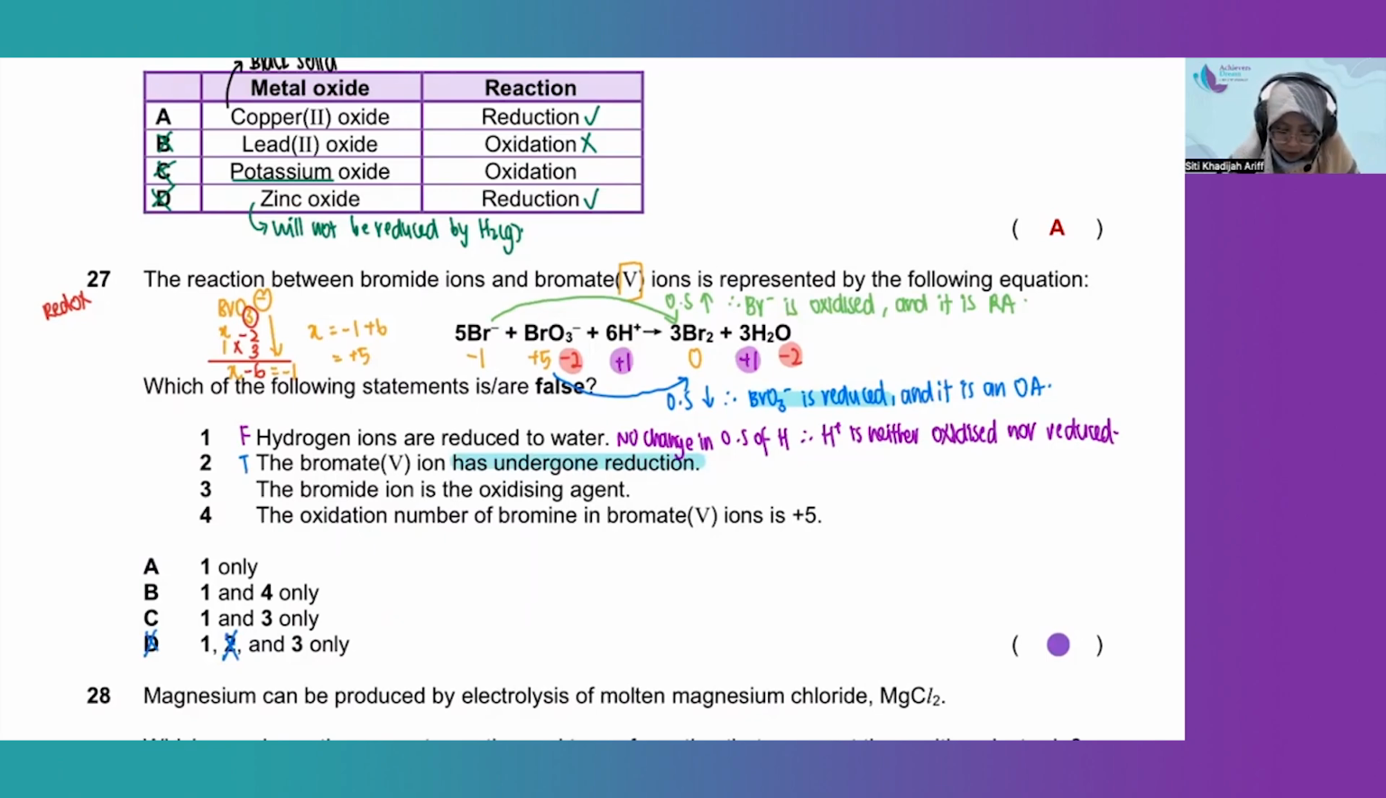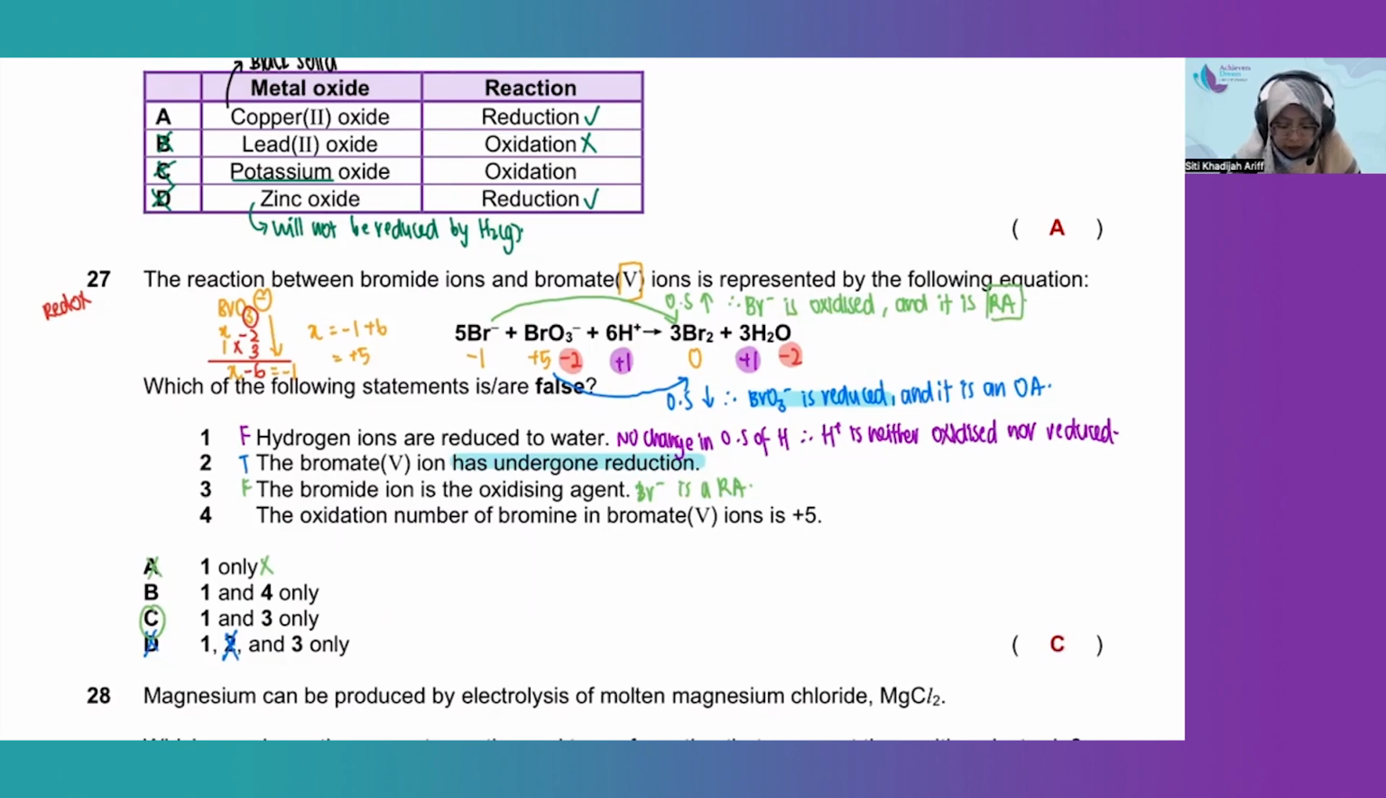The bromide ion is the oxidizing agent. We have already established that it is a reducing agent, so this is a false statement. Bromide ion Br minus is a reducing agent. This means that the answer cannot be one only, so A is out and 3 is a false statement. So the answer for question 27 would be option C.